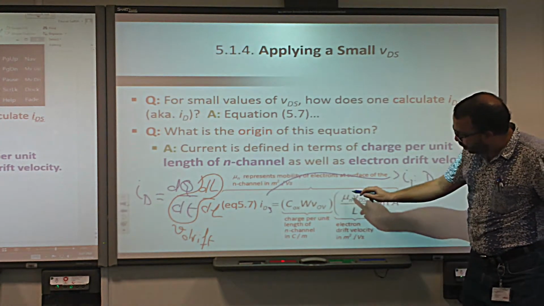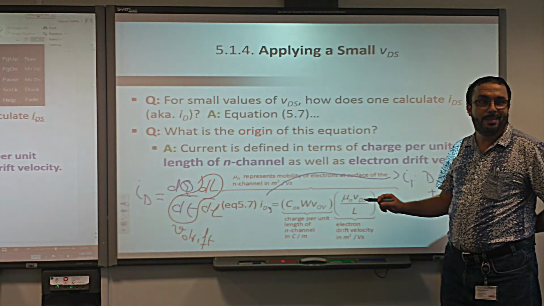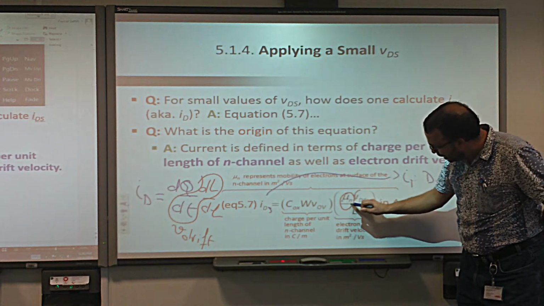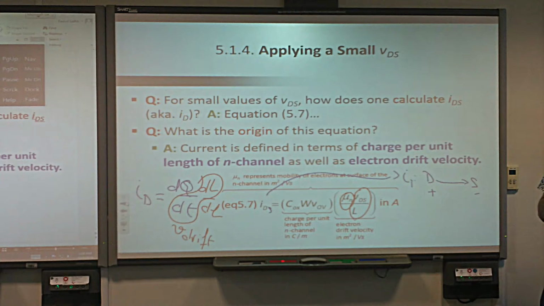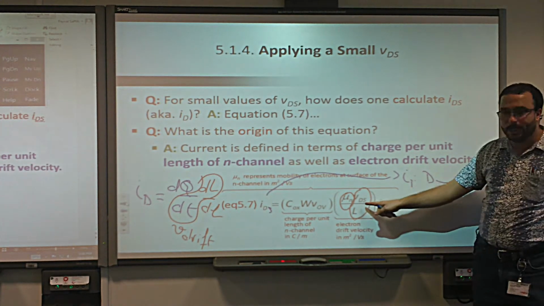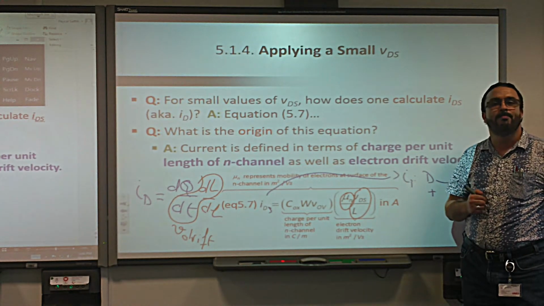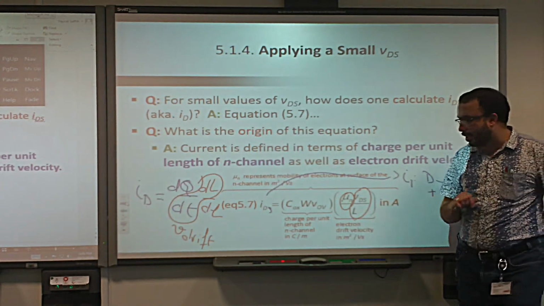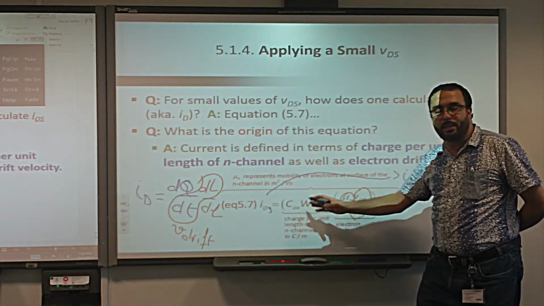Now, if you remember, the drift velocity is equal to mu n times the electric field. And you know that the electric field is actually the difference of voltage divided per unit length. Yes or no? Yes. And that's what it is: VDS divided by L, which is the length of the channel. So this is the electron drift velocity. And this is the charge per unit length, or the linear charge density.